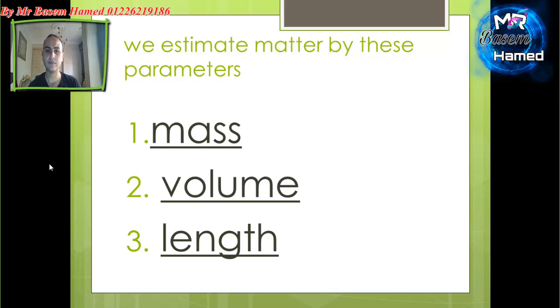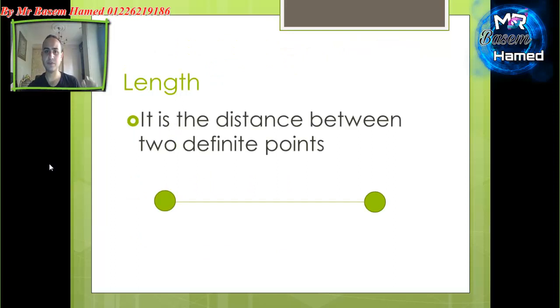Sometimes we buy something by the mass, sometimes by the volume, and sometimes by the length. How? Fruits and vegetables are evaluated by their mass. Water and oil are evaluated by their volume. Clothes are evaluated by the length. The length can be defined as the distance between two definite points. So we have two points, the start point and the end point, and we want to measure the length between these two points.